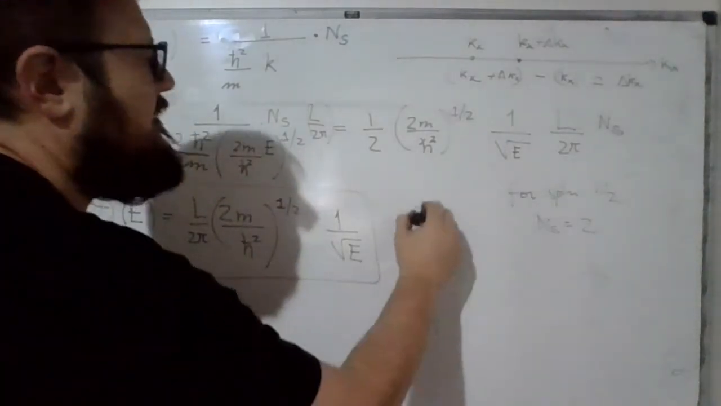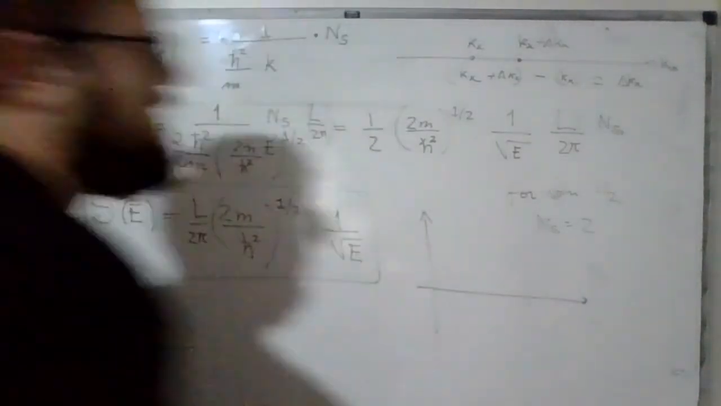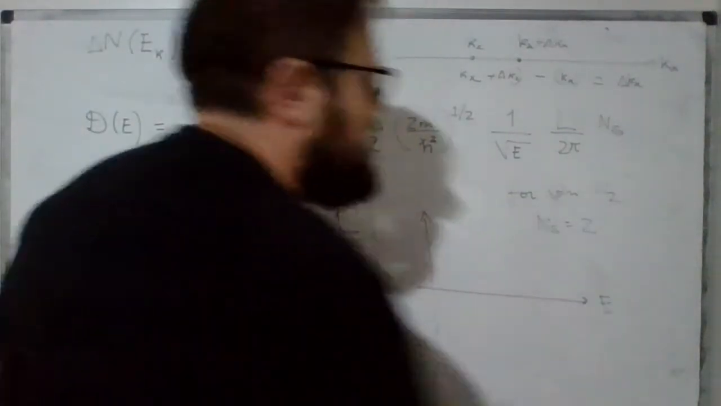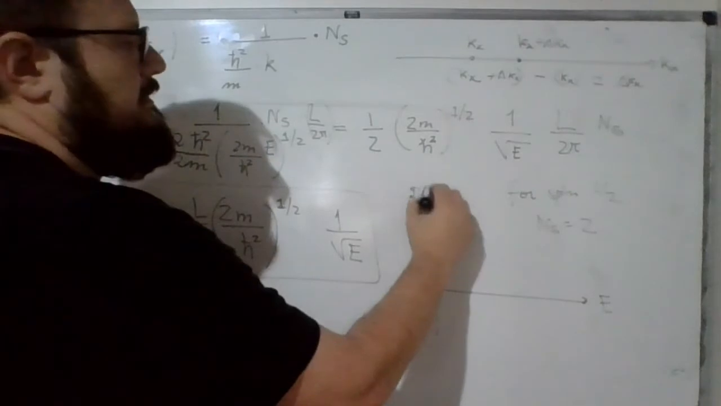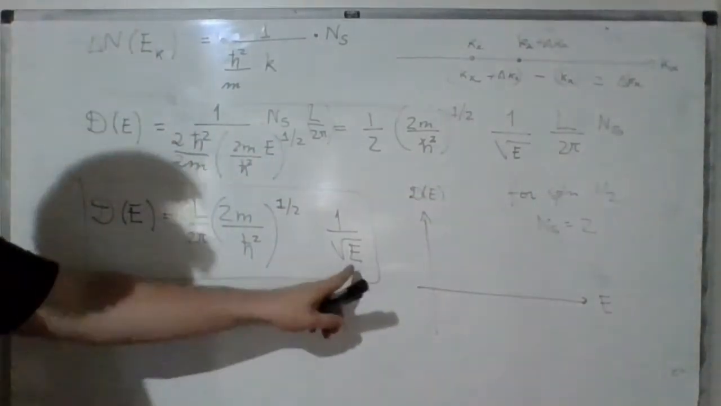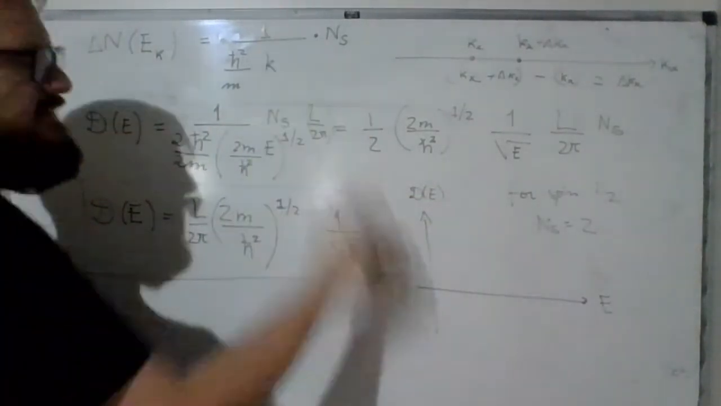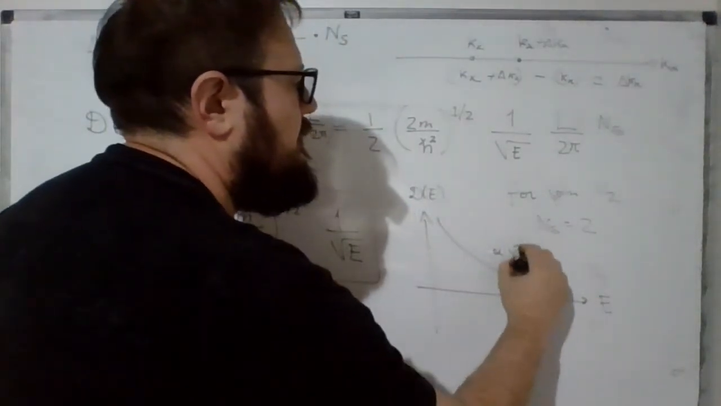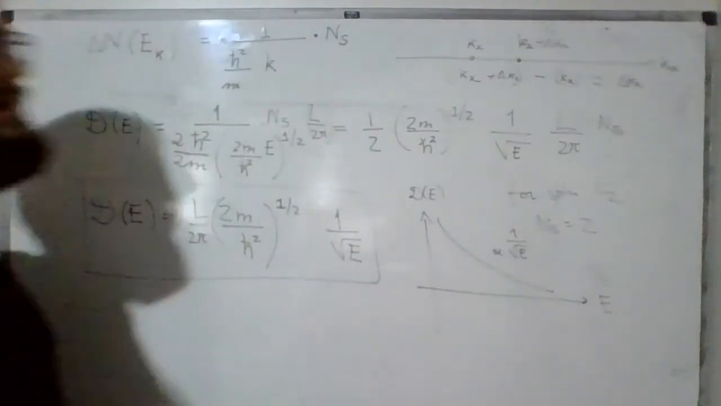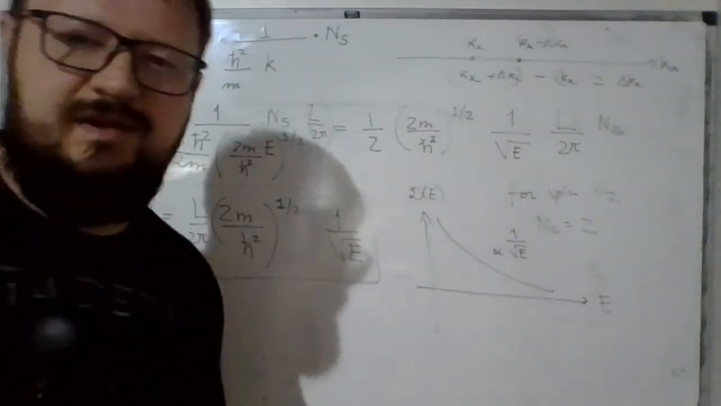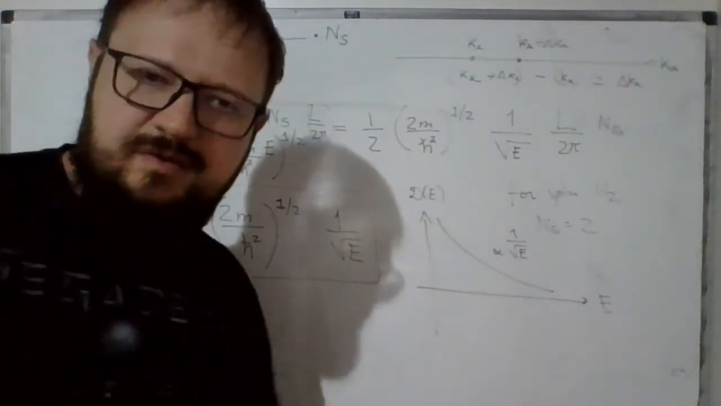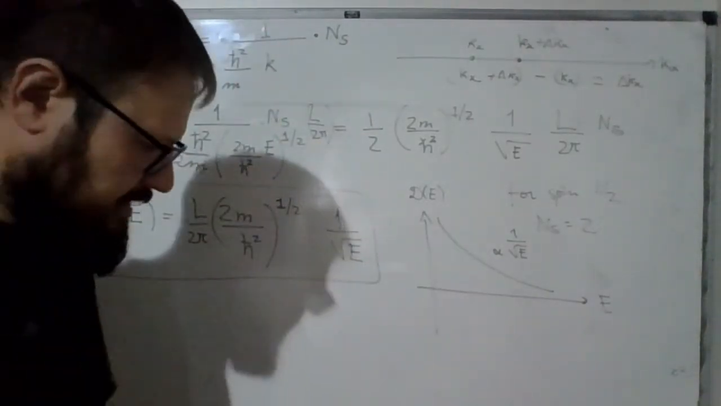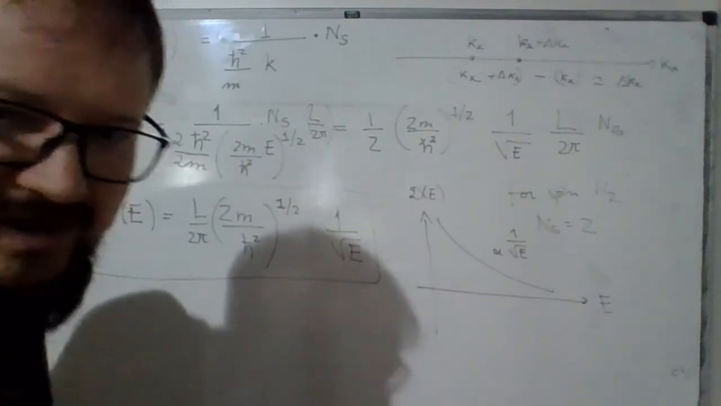If you plot here the density of states as a function of E, we will have for zero energy an infinite value, but it decays as a square root of the energy. Okay, so this decays. It is characteristic of a one-dimensional problem. This is the situation for one-dimensional density of states.